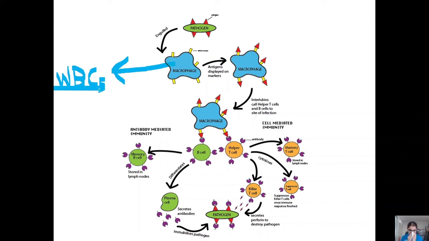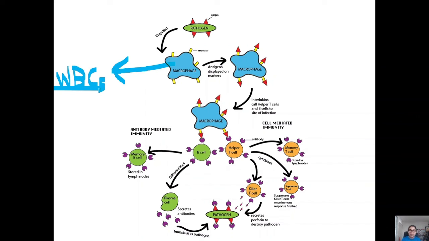And so once that happens, we're going to have these cells called interleukins that go ahead and call helper B and T cells to the site of infection. Once they've done that, now our helper B and T cells are down and ready to go. So what that means is this: once they're ready, B cells are going to be part of the antibody mediated immunity, and helper T cells are the cell mediated immunity.